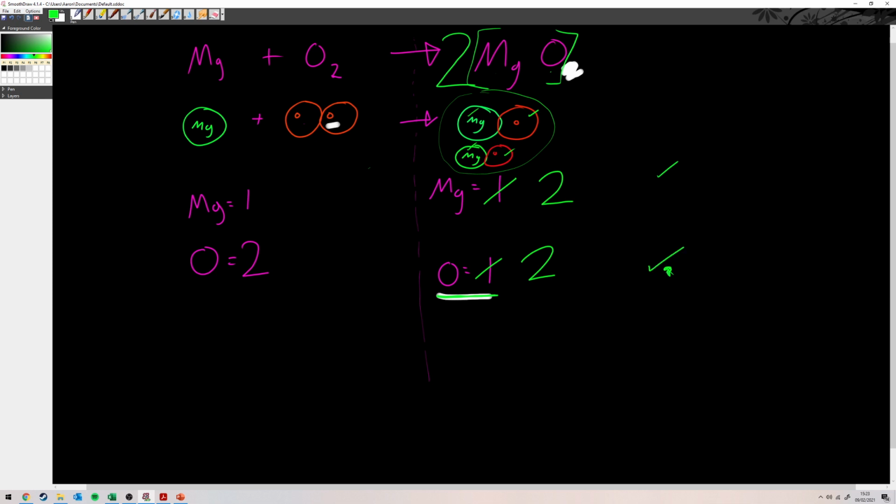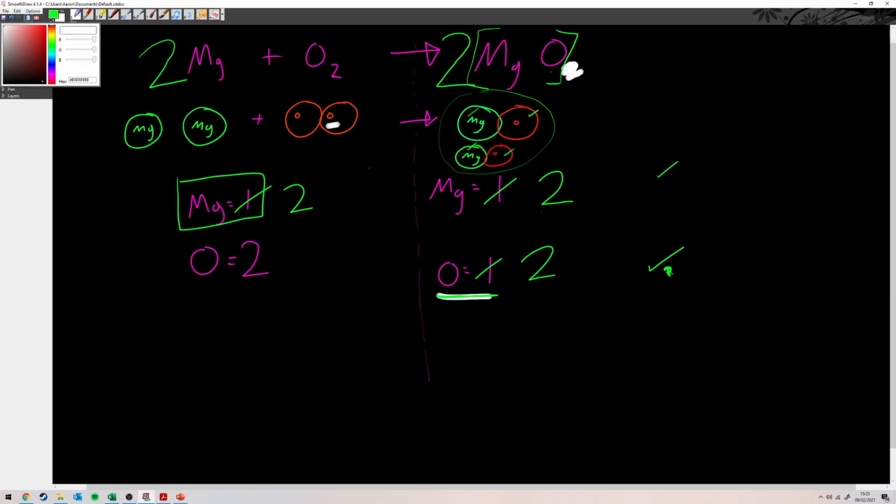Okay, so let's have a look. I now do not have enough magnesium, so I need to do something about that. So what I'm going to do is put a big 2 in front of that magnesium. So let's draw and recount. I now have 2 magnesiums on the left hand side and 2 on the right. So this is now a balanced equation. We just put that black so that when I rub stuff out it makes it go black.